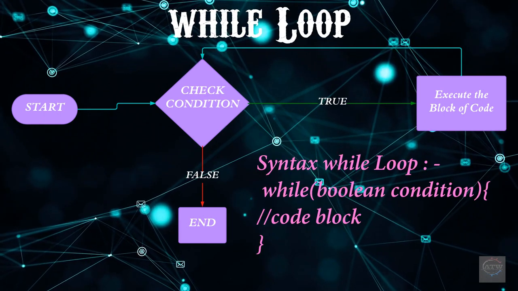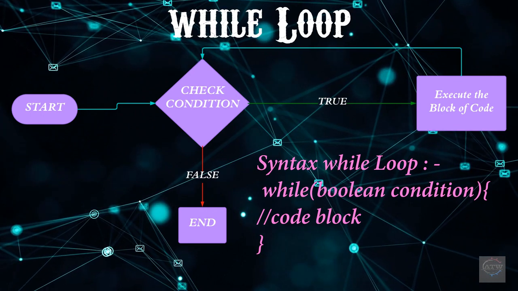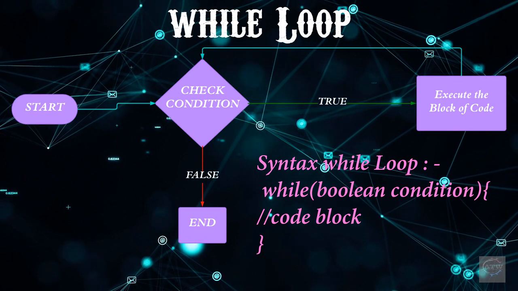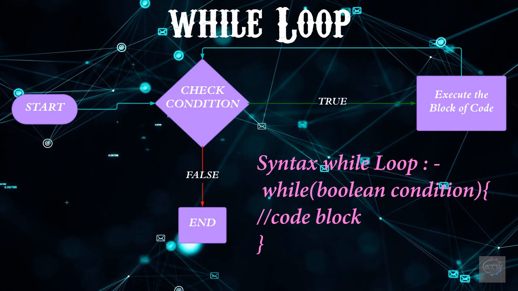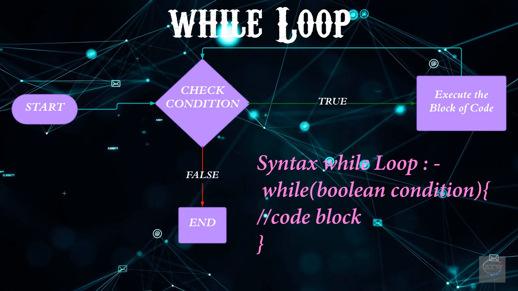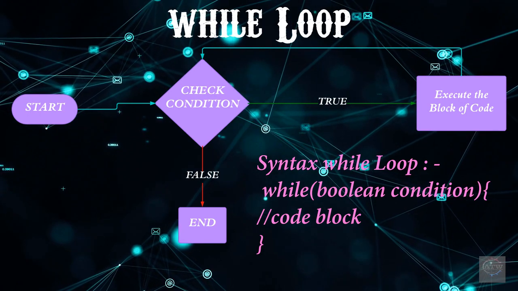So the syntax for the while loop is: while, open brace, check the boolean condition. If it passes, execute the block of code inside the curly braces. So this is how the while loop works.